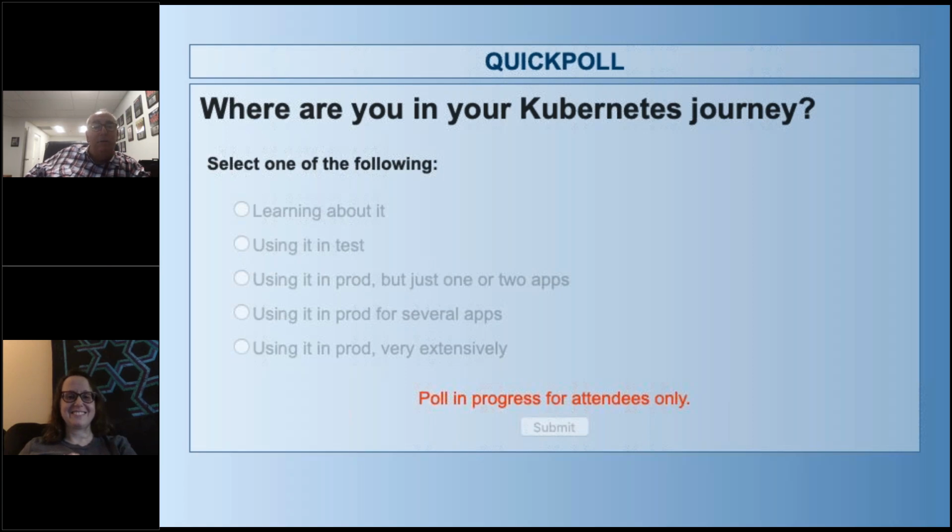So where are you in your Kubernetes journeys? 38% of you, almost 40%, are learning. 26% are using it in test. 13% are using it in production, but just 1 or 2 apps. 14% for several apps. And only 8% of you are using it in production very extensively. Karen, is that what you would expect? Is that kind of the market as a whole?